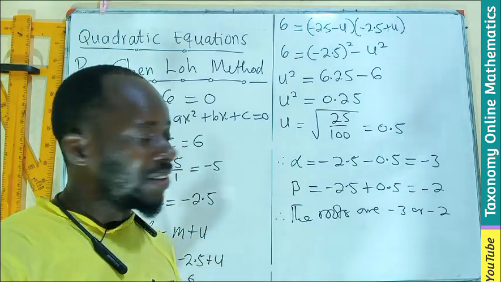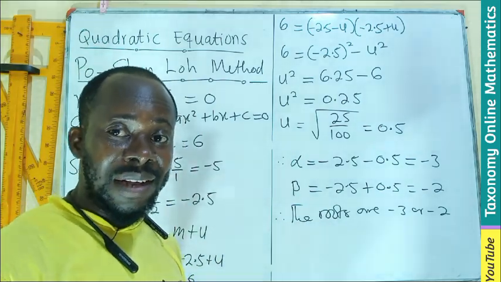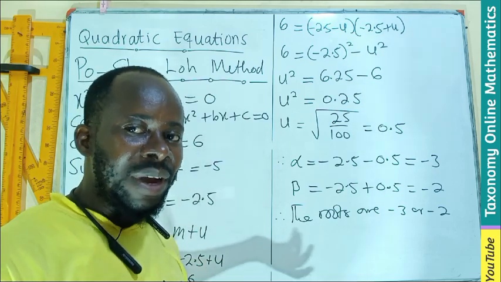If you pass through factorization, you get the same thing. Completing the square, the same answer. Using the formula method, the same answer. Using the PQ formula, you get the same answer.